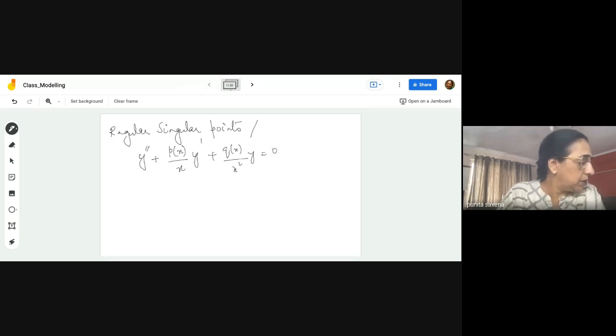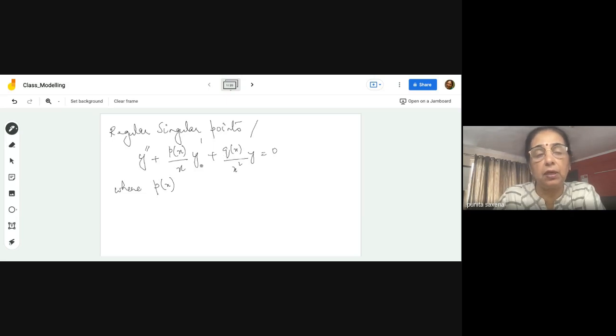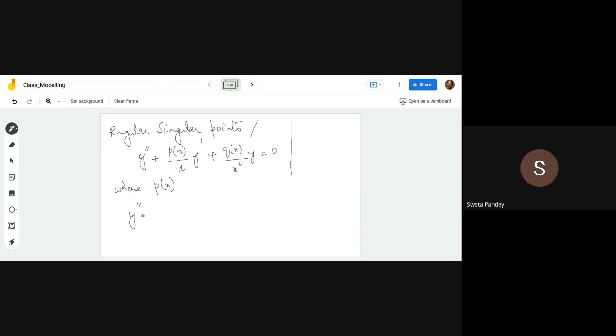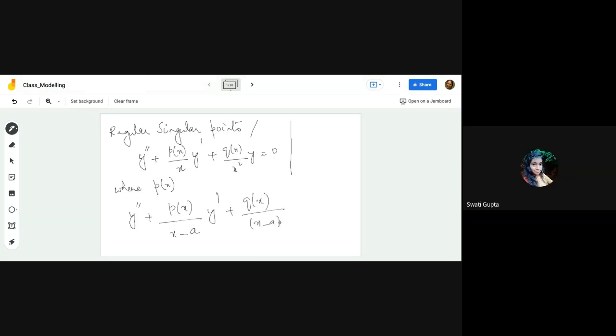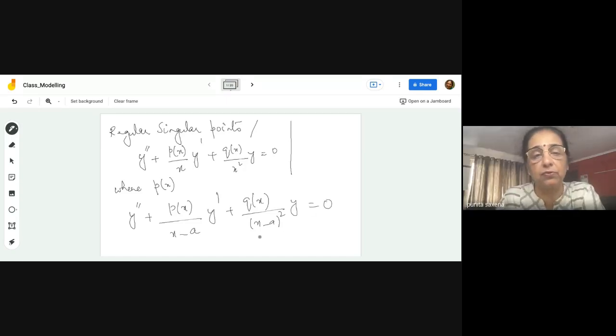where both p and q... the easiest way to check whether a particular point... Yesterday, did we do it with x or did we do it with x minus a? Let's write it with x minus a. It was something like this, right? This was the equation that we were talking of, right?